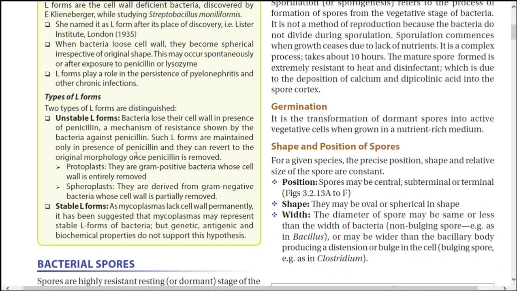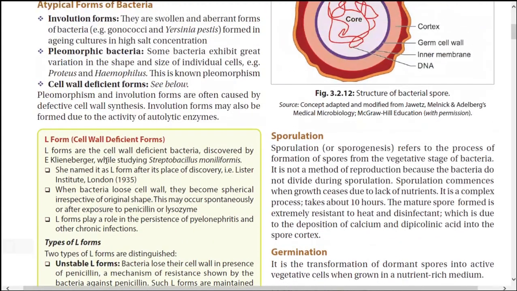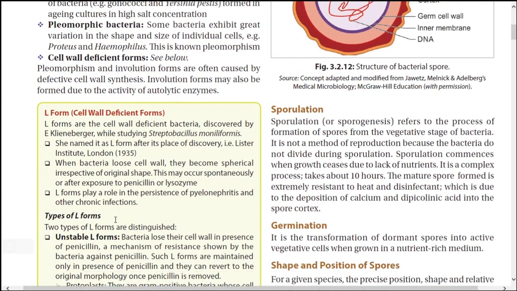If we take L forms of bacteria, like Mycoplasma, they too lack cell wall, and it is the stable L form of bacteria. So that's it about L form. It's easy to remember.